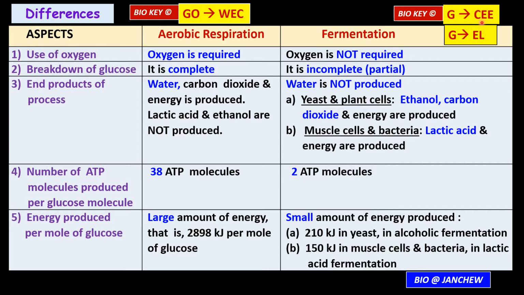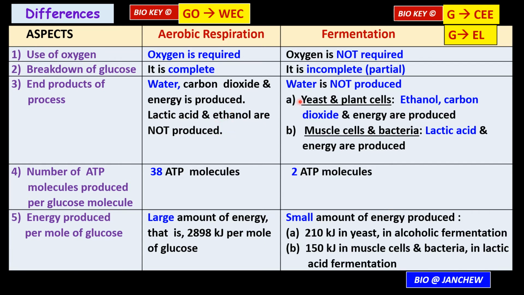So these substances still consist of molecules that are bigger than water and carbon dioxide. So a lot of energy is still stored in the bonds in these molecules. Breakdown of glucose. Okay, we've done that. Now we'll go on to the end products of the process. So going back to the equation, you can see that water and carbon dioxide, W and C, and of course energy, E for energy, are produced. And lactic acid and ethanol is not produced at all.